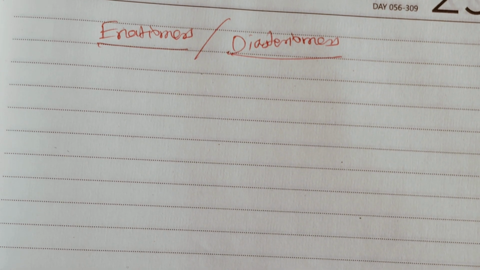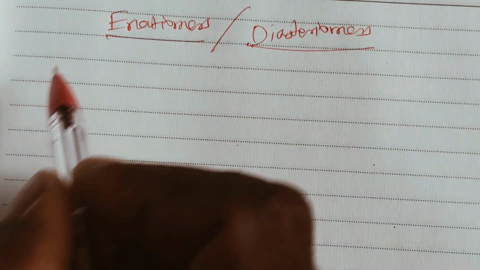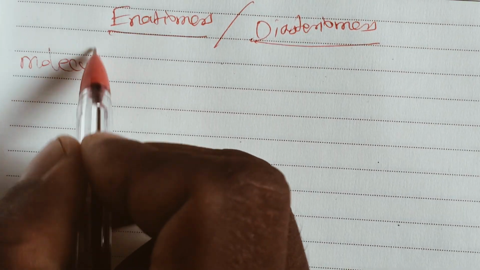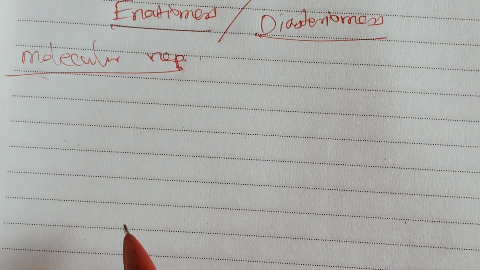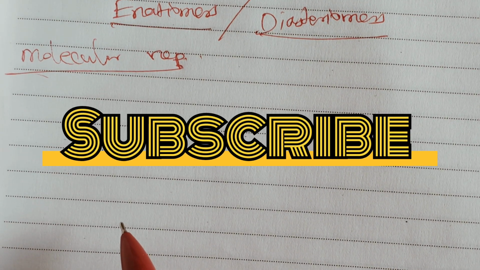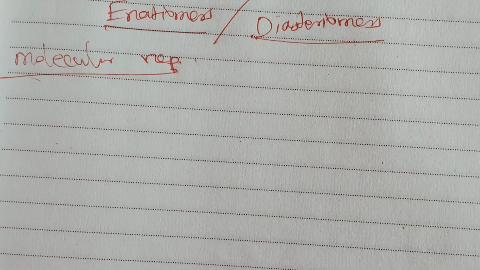Dear student, now let's see the topic of enantiomers and diastereomers. Before this topic, we must know molecular representation. There are two types of molecular representation studied here. One is the Fischer projection, another one is the Sawhorse projection.